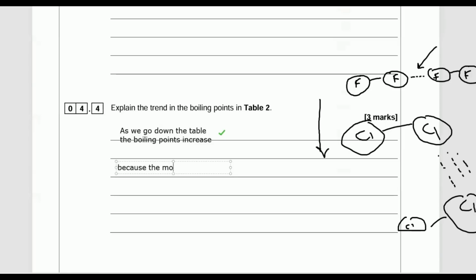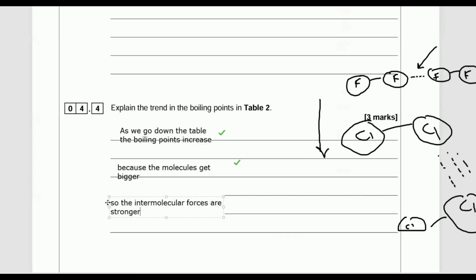Because the molecules get bigger. Okay, the halogens get bigger, the group 7 elements get bigger, and that's going to get me another mark. So the intermolecular, you can just say forces between the molecules, but intermolecular forces are stronger.